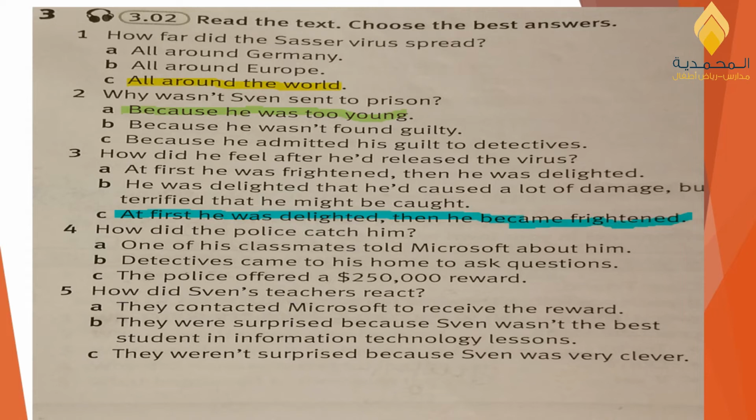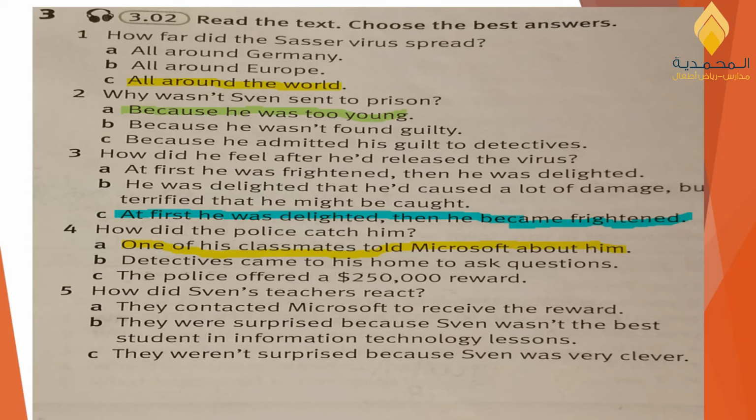4. How did the police catch him? How did the police get him? One of his classmates told Microsoft about him. Detectives came to his home to ask questions, or the police offered a 250,000 reward. Was the police who offered that reward? No, it was actually Microsoft. So what's the appropriate answer? Yes, one of his classmates tipped off his activities to Microsoft.